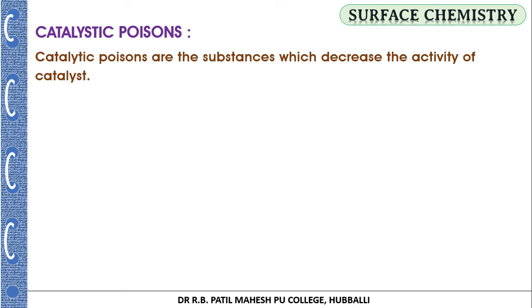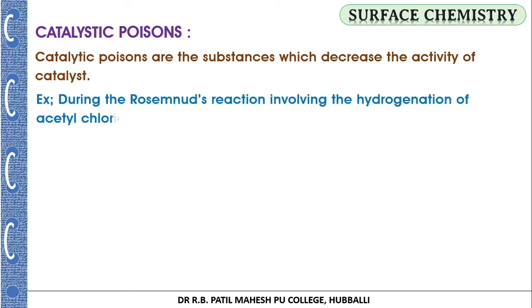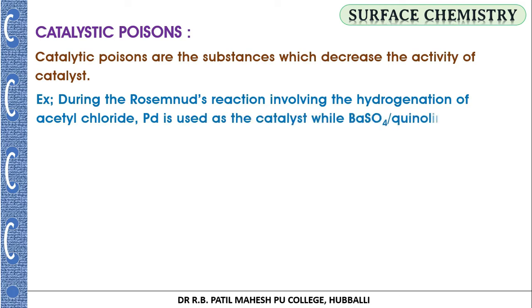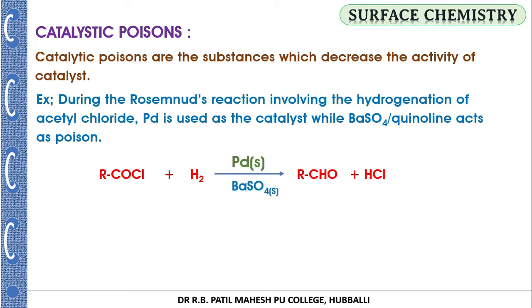The best example that we can see is in Rosenmund's reduction of acid chloride to aldehyde. In the Rosenmund reduction of acid chloride to aldehyde, palladium is used as a catalyst, and as a catalytic poison barium sulfate or quinoline is used. Here we can see the reaction, acid chloride is reduced to aldehyde.